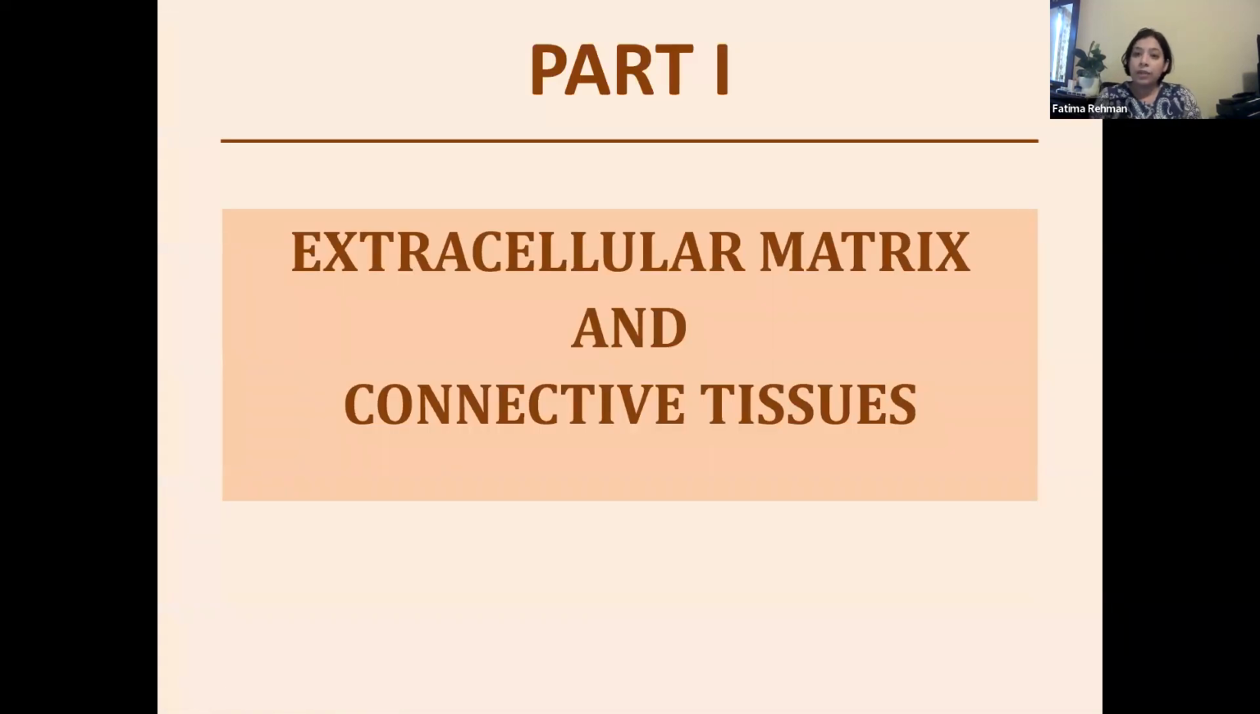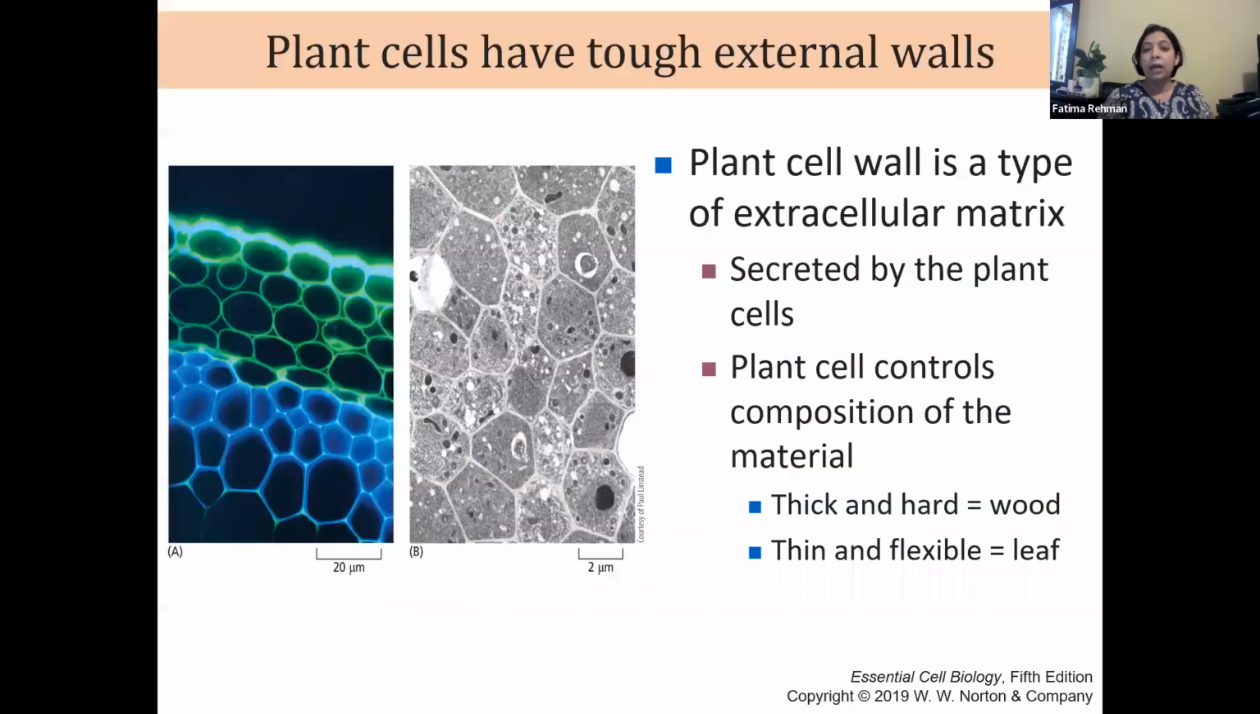So let's talk in the first part about this extracellular matrix and the connective tissues that maintain these layers and maintain that structure inside our tissues and organ systems. When we look at plant cells, obviously they're going to have different types of extracellular matrix than what we have as animal cells. Part of it is because they have a very tough, hard, woody exterior in the form of the cell wall, right? The cell wall itself is a type of extracellular matrix that's secreted by the plant cells to provide really strong control on the cell shape and provide it with structural support.